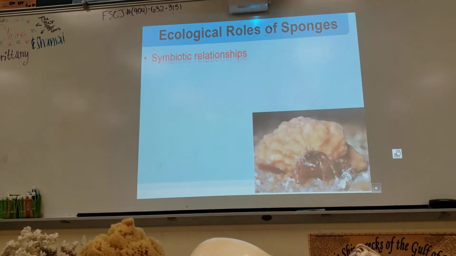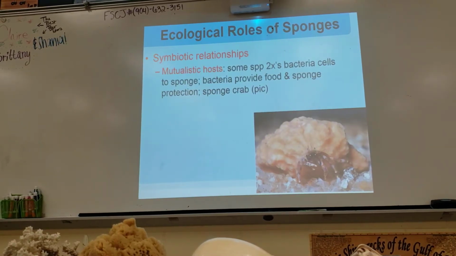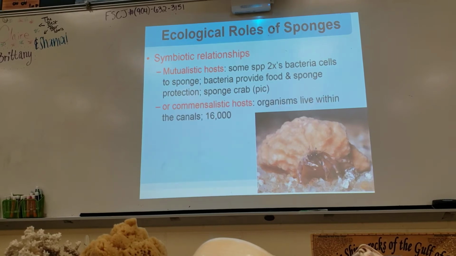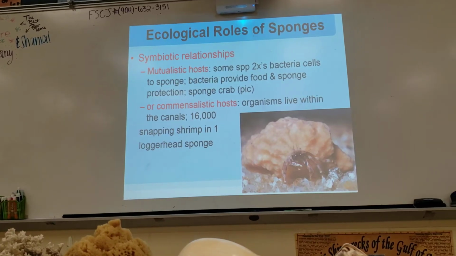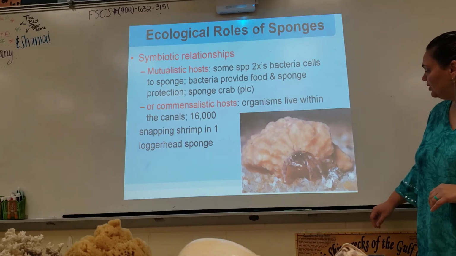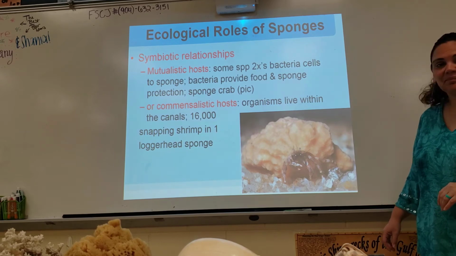You've got symbiotic relationships as well. Some are mutualistic hosts; some species have two times the amount of bacterial cells for every sponge cell. Or commensalistic: organisms will live within the canals. Some have 16,000 snapping shrimp in one loggerhead sponge. It's really crazy. It's amazing.